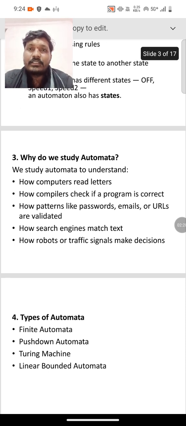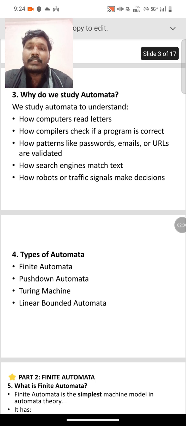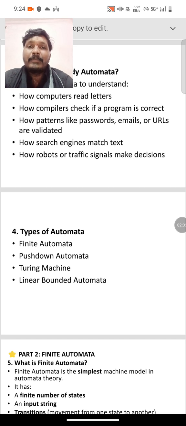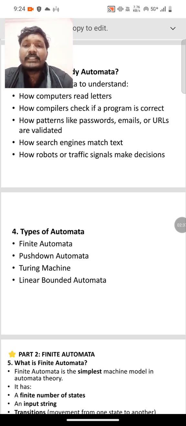Here are the different types of automata. First one is finite automata, second one is pushdown automata, third one is Turing machine, and another one is linear bounded automata. We can move to the finite automata.